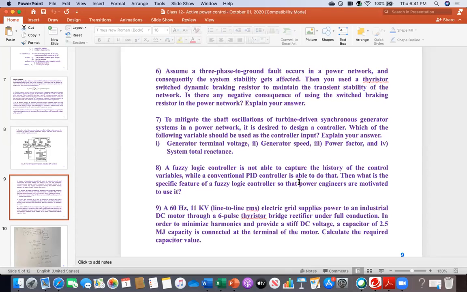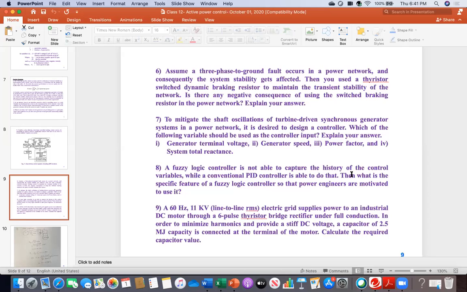So has anybody applied any fuzzy logic controller for any application? Even in your undergrad study? Not necessarily a power grid application, for anything, have you used it? Or have you used a PI or PID controller, for any project, even in your undergraduate? No, sir. Okay.